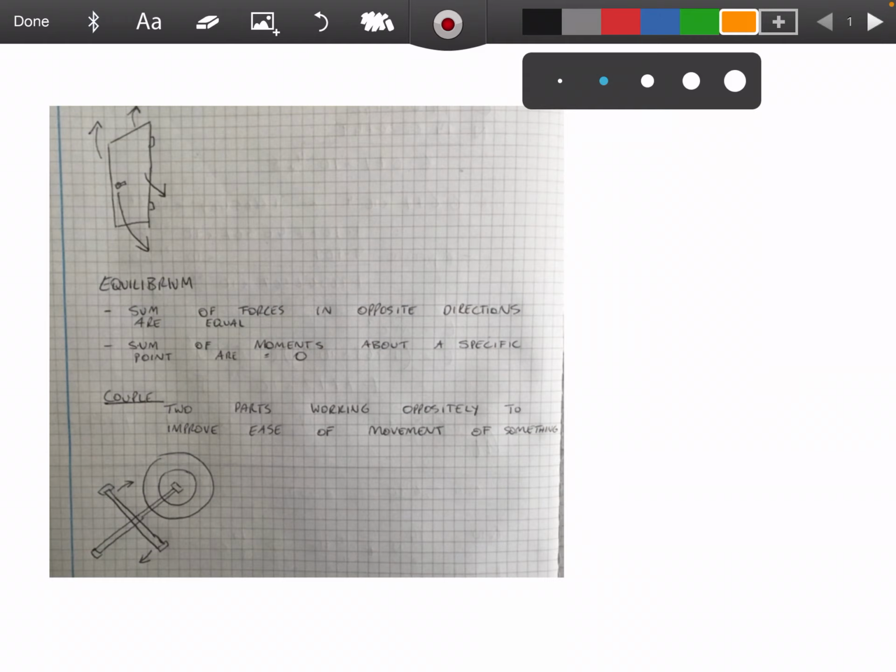You can imagine if you're trying to open or close a door, you use the handle, nice and simple. The reason the handle is in that position is because it's far away from the fulcrum, in this case the hinges of the door. So the further away from the fulcrum, the larger the moment we can apply.